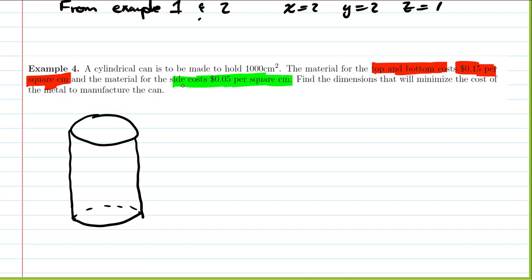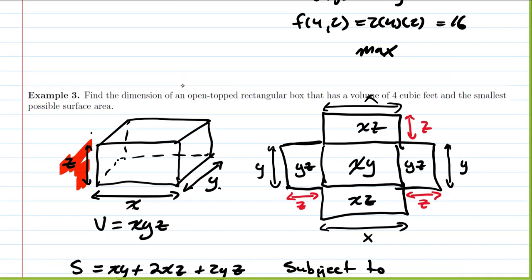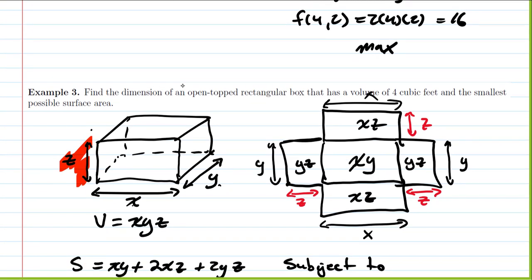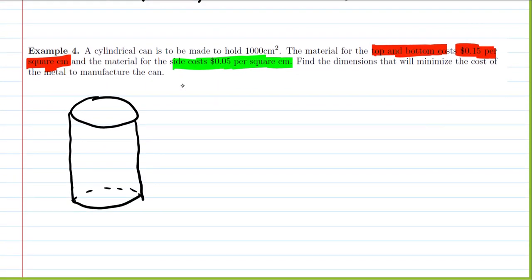So similar to what we did in the previous problem, we want to deconstruct this can. In that problem, we laid it out flat because we wanted to find its surface area. So imagine we have this can. What is it made out of? It has a top, a bottom, and the sides. So let's label some variables.